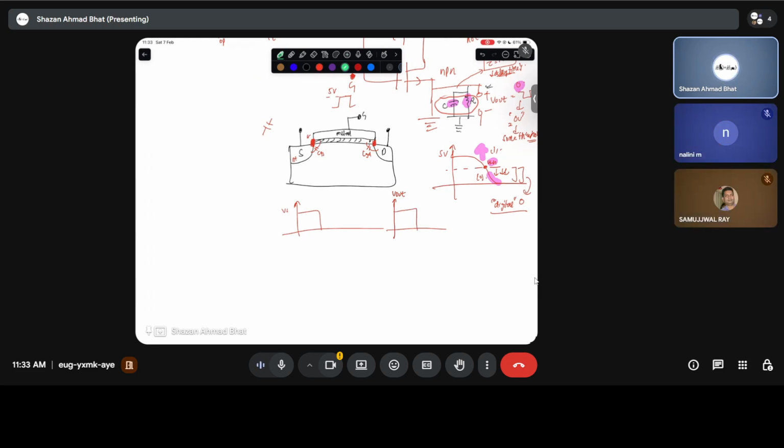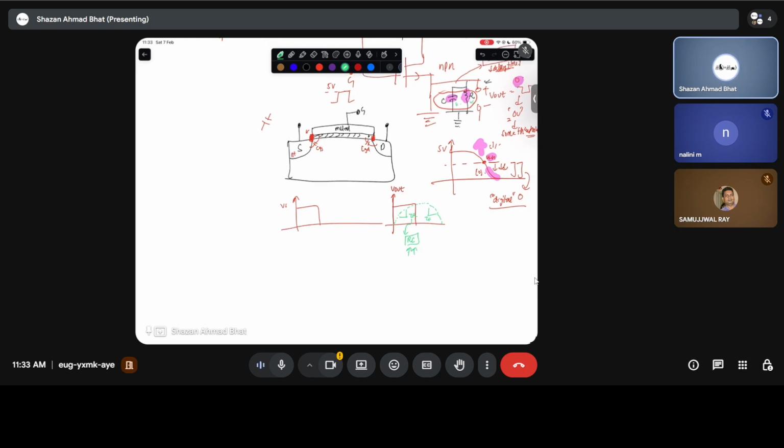It's instead going to rise somewhat like this, and then it's going to drop. That means there will be this rise time and then there will be this fall time. And this rise time and fall time is basically controlled by this RC time delay, which is basically this resistance value and the capacitance value.